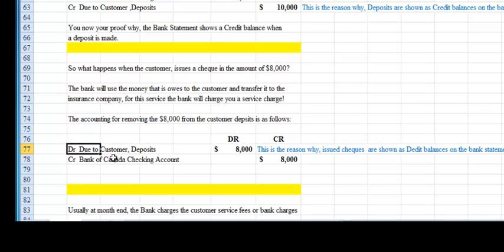So the entry would be debit due to customer deposits $8,000, reducing what we owe to the customer, and credit the bank. The bank obviously has to use its funds, which you had already provided in the beginning anyway. And this is the reason why checks are shown as debit balances right there. This goes on your bank statement.